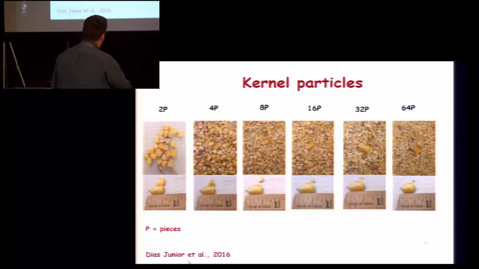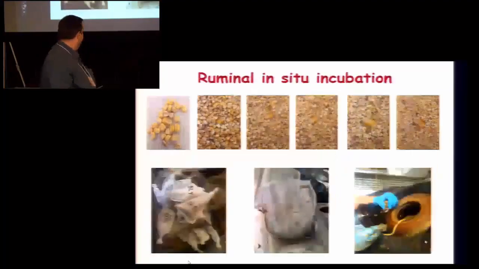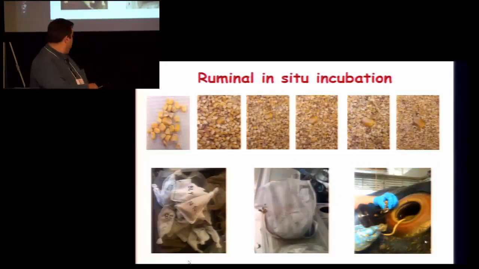But you can see that there is a huge difference in particle size when you go from 2 to 64, right? Very likely, this is the difference you find in kernels when you harvest corn silage. So what we did is we put some of those pieces into Ankom bags, and then we put them inside the rumen of a dairy cow, okay?